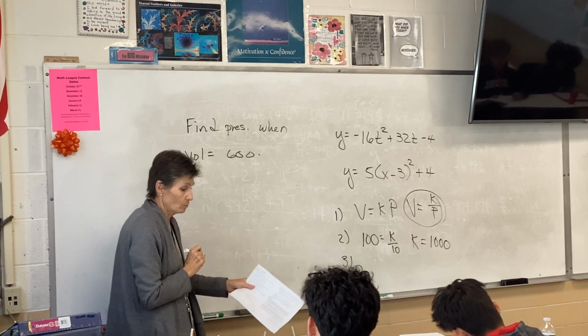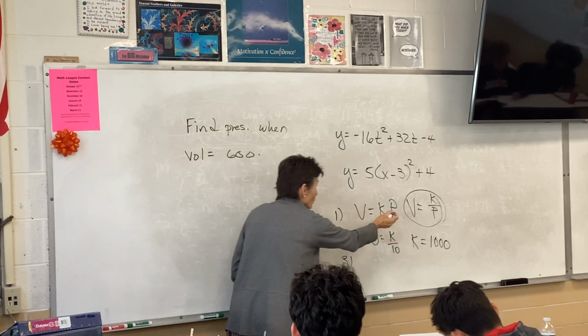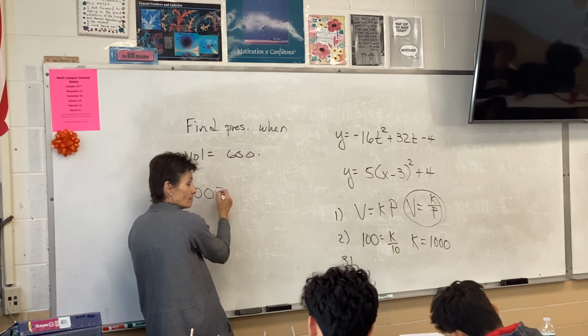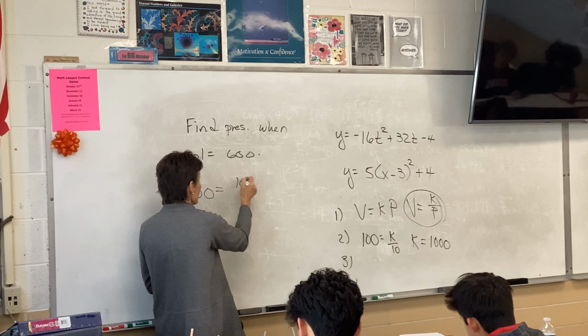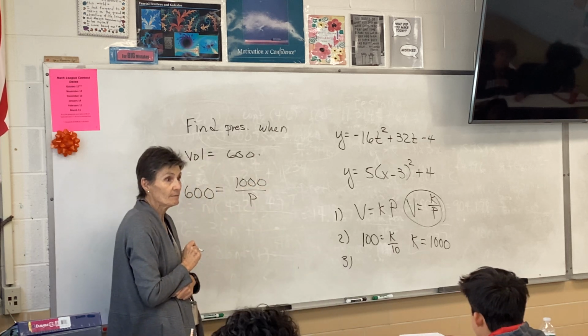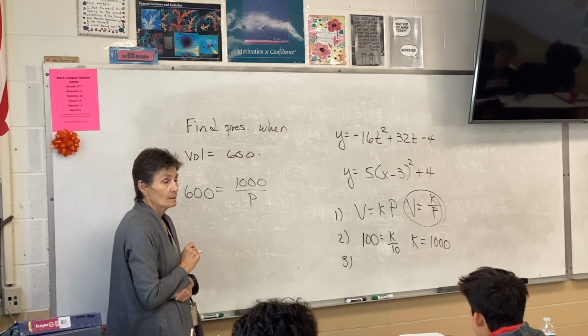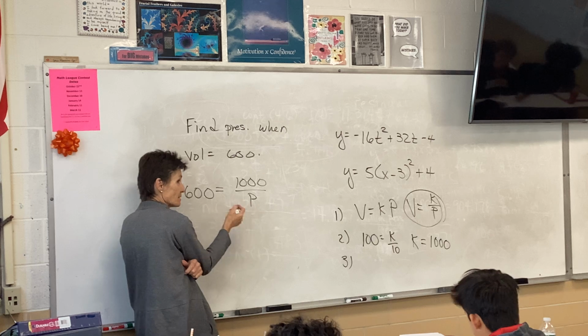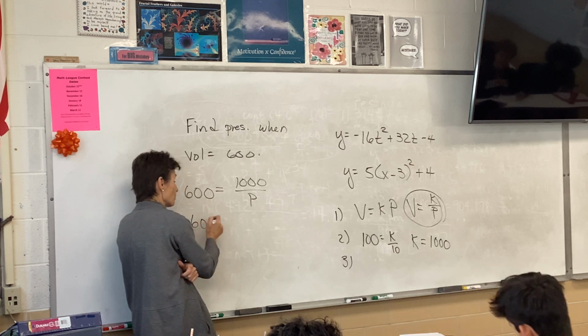Well, what would we do? We go back to our equation. The volume is 600, K is 1,000, and I'm finding the pressure. See what I did? Can't solve when you're in the denominator. That equation's not solvable like that, so we gotta bring the P out.